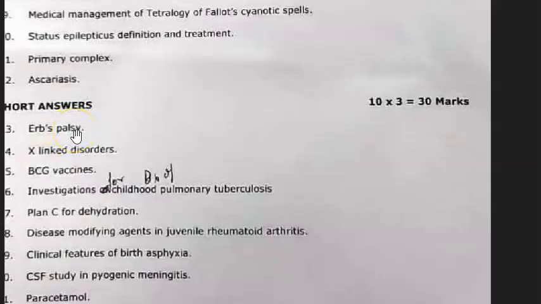Okay. So basically, if it's a breech presentation or there is some risk where the baby can suffer injuries to the neck, you should be very careful not to pull the baby. Okay. So that's it about Erb's palsy for the first question. So 3 marks guaranteed if you draw the diagram.